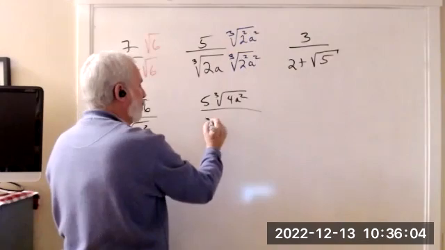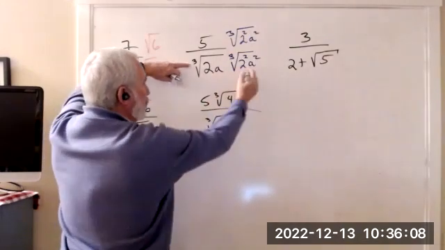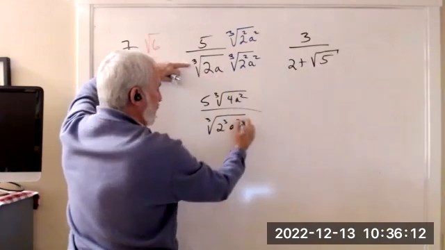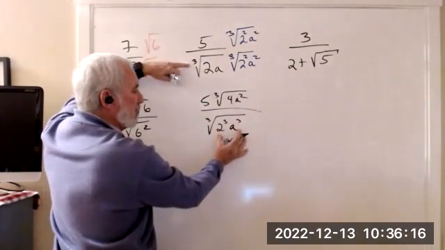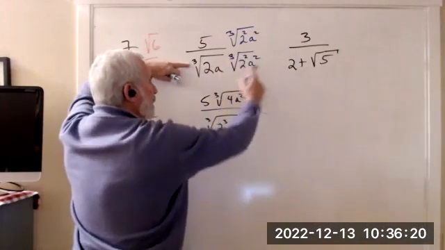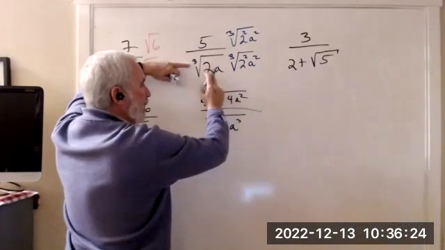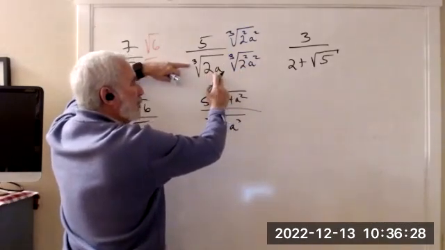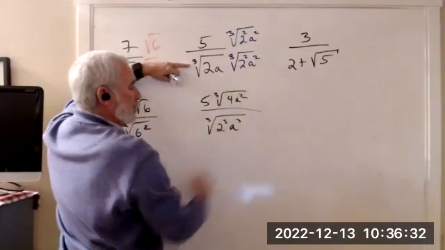But on bottom, what we've created is inside the cube root, we have 2 to the 3rd power, a to the 3rd power. And those are the only things that can come out of a cube root. So you had to think ahead. I need 2 to the 3rd power. So I have 1 of them, I need 2 more. I need a to the 3rd power. I have 1 of them, I need 2 more. So that's what we did.